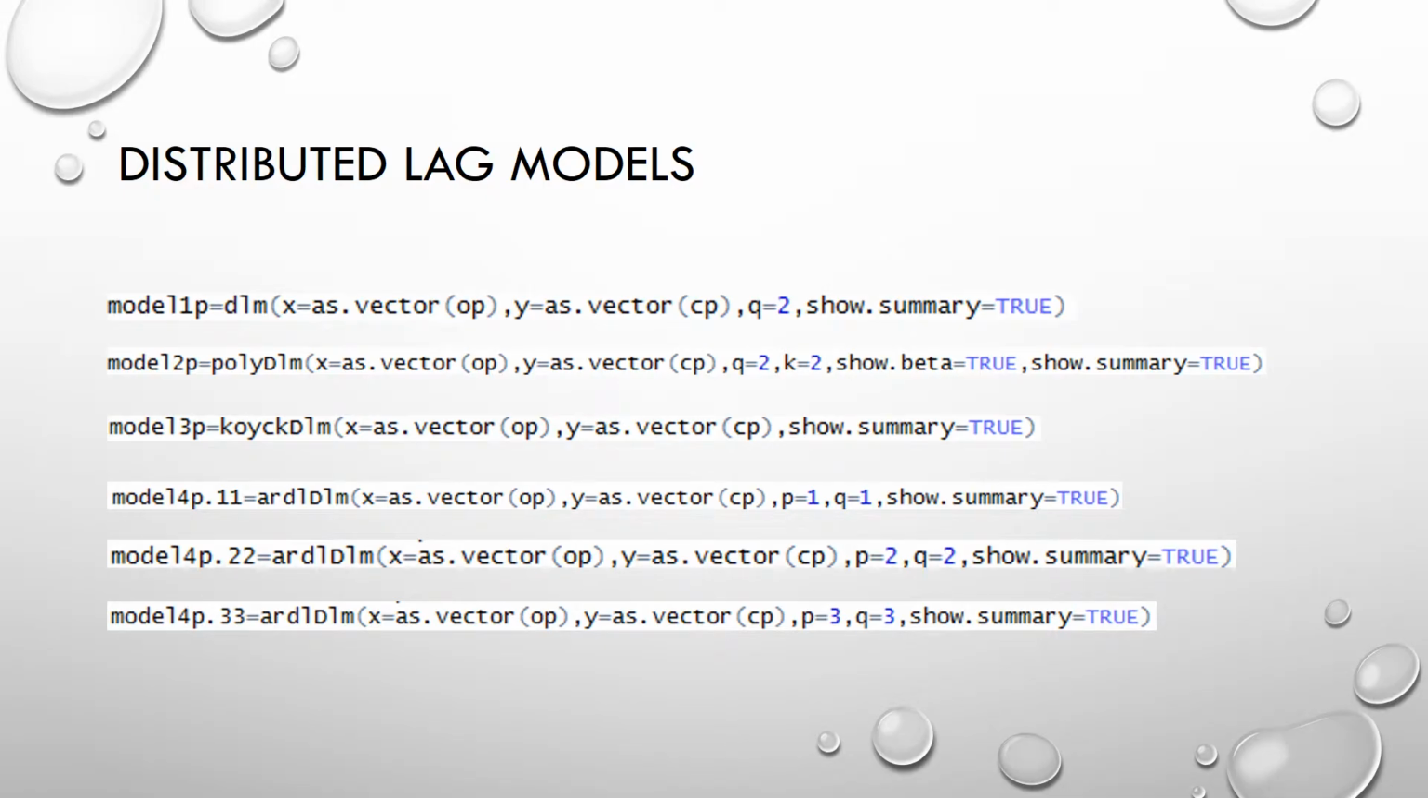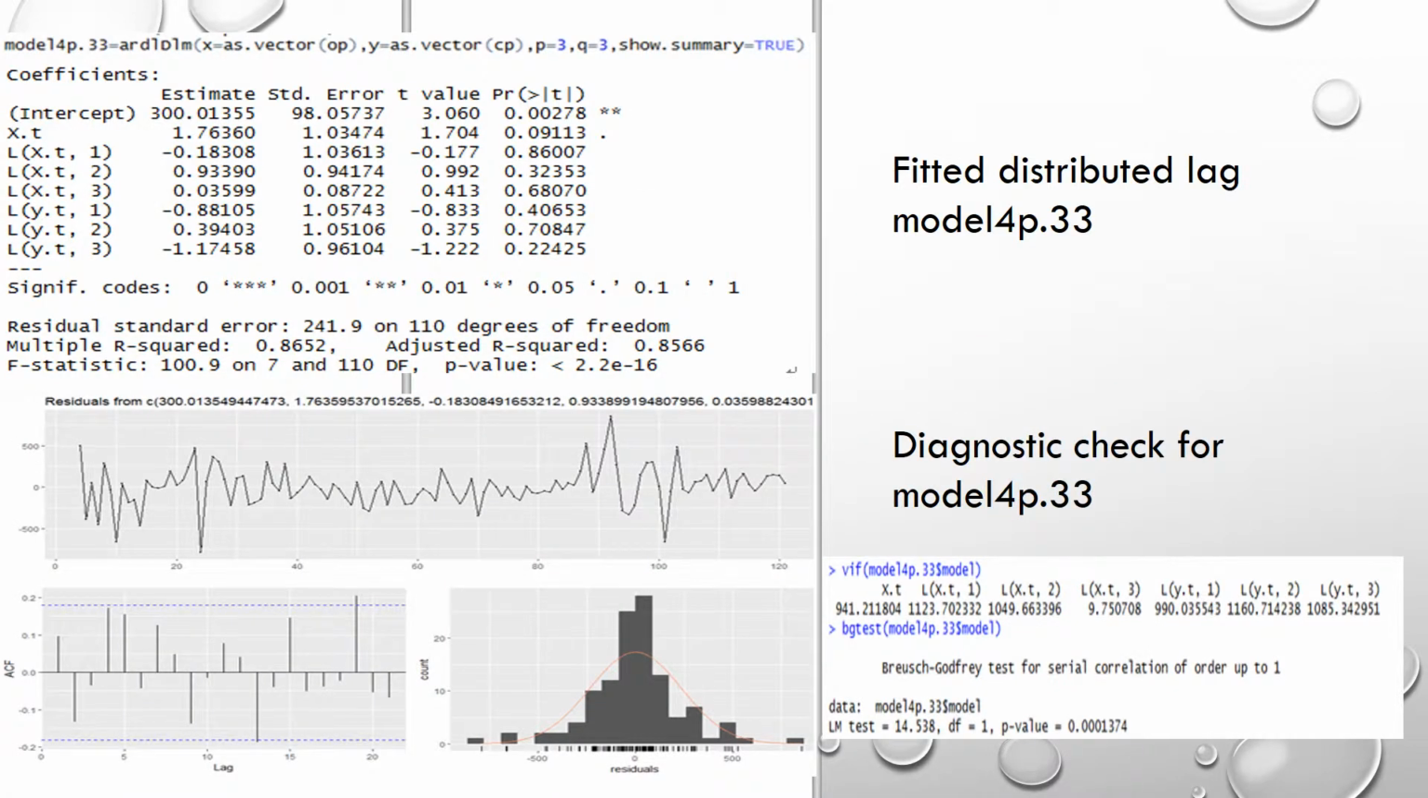Then we will fit models. First, we will fit distributed lag models with the basic one, the polynomial and Koyck, and the autoregressive distributed lag models with different p and q values. Within the fitted distributed lag models, we look at the results and the diagnostic checks for them.